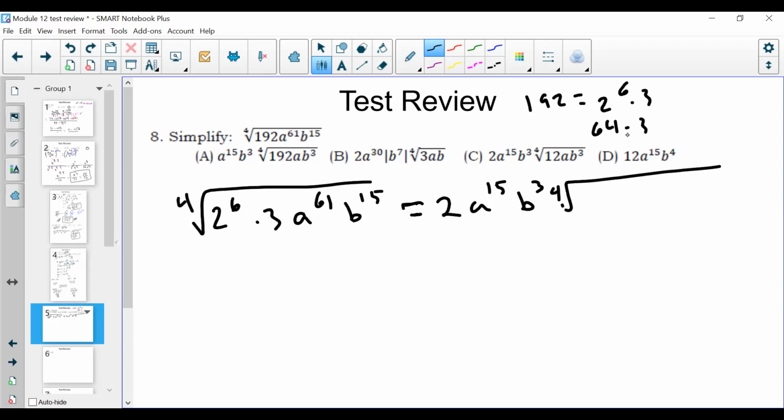Tanish, go ahead. If 192 can be written as 2 to the 6th times 3, wouldn't that mean on the outside you have a 4, not 2? What do you mean by that? Wouldn't the outside have 2 to the 2, not 2 to the 1? No, it'll be 2 to the 1 because I have 2 to the 6 over 4, right? Because it's the 4th root. So that reduces to 2 to the 3 over 2, or 2 times 2 to the 1 half.